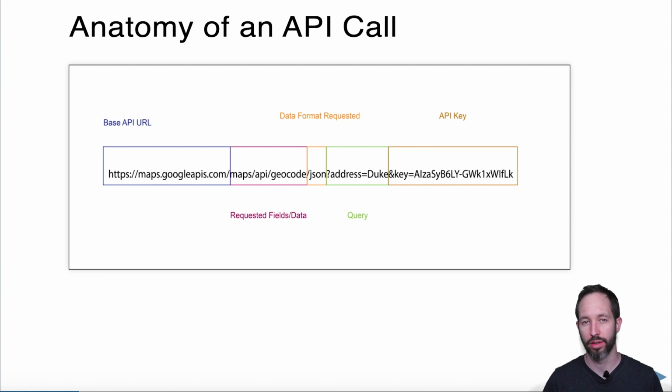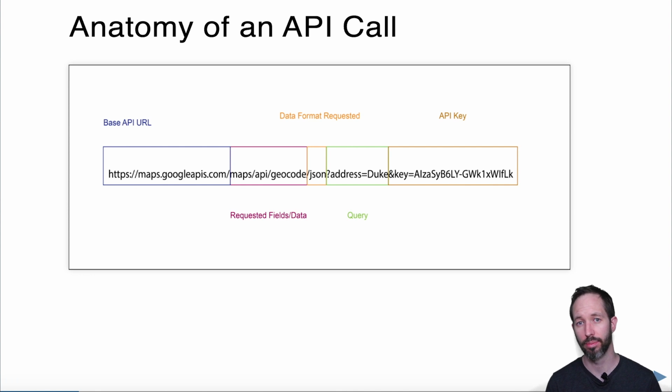Next, we're going to specify the type of data format we want. In this case, we're going to ask for JSON data. And then finally, we're going to make a query. Here, what we're using is Google's geocode tool. And what that does is read in a piece of text, and then it returns everything that Google knows about it in terms of its geography. And I'll show you what that looks like in just a minute.